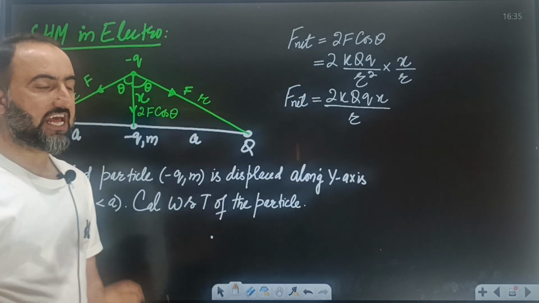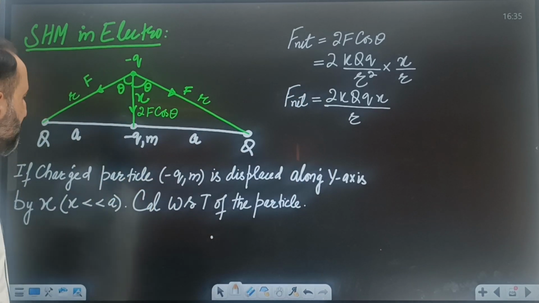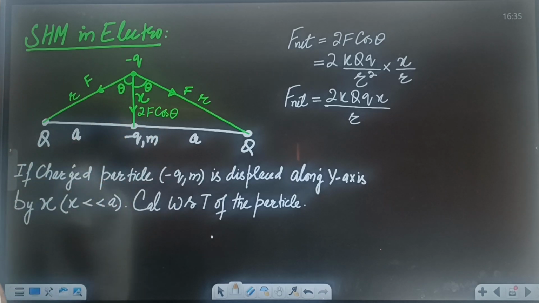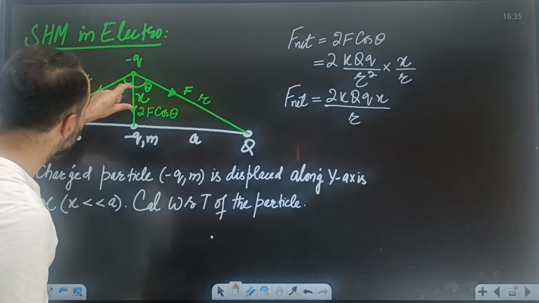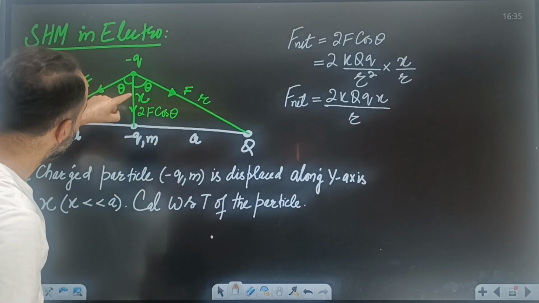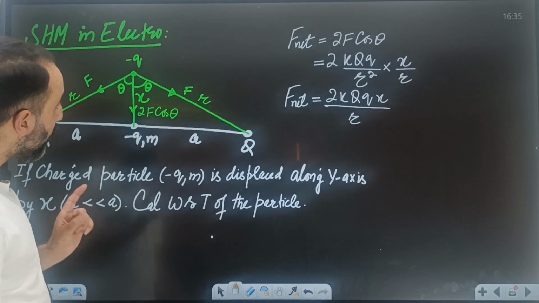Now see that. It is given to me that this approximation is there, that x is very very small compared to a. Pay attention here. When x is very very small compared to a, that means this point is very close to this point. So what will happen because of that?